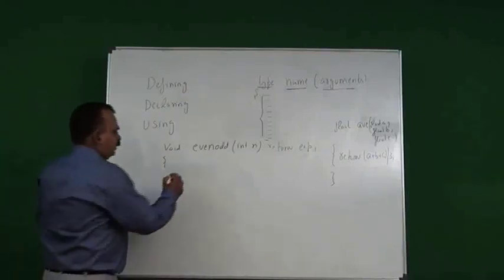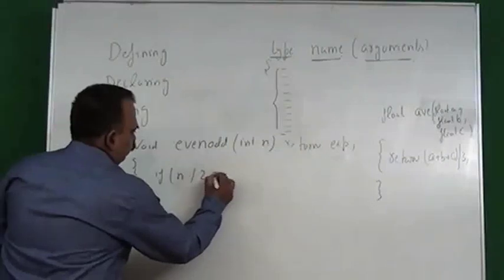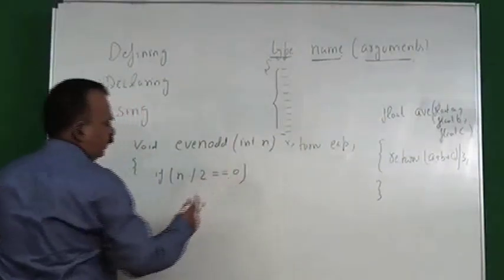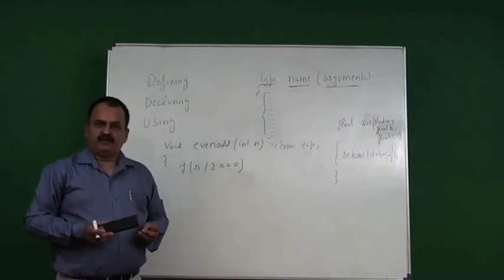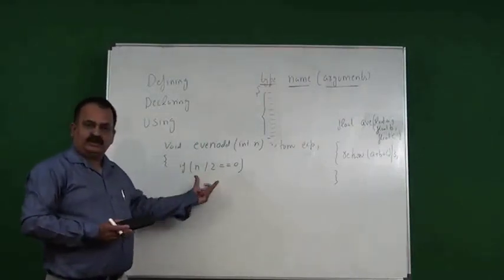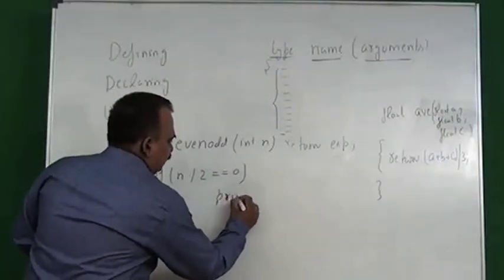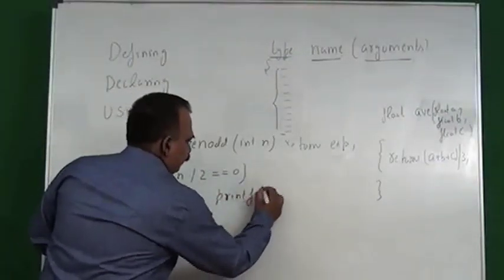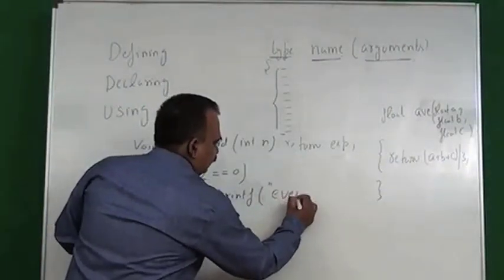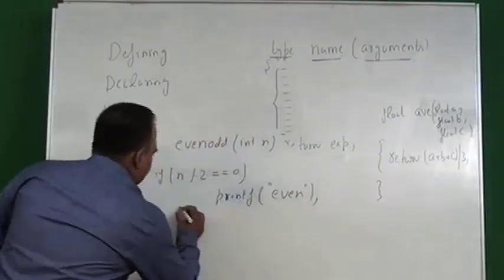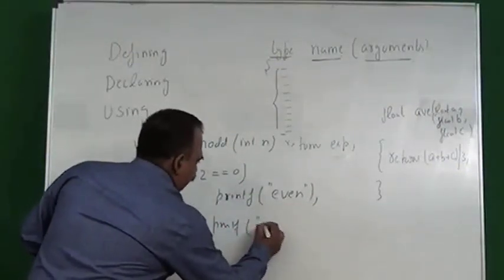Logic. It is if n%2, to check whether a number is divisible by 2 or not, we will find remainder after dividing the number by 2. If this remainder is equal to 0, simply we will print that this number is a even number. Printf statement will do this process, that is even. Else printf, this function is odd.